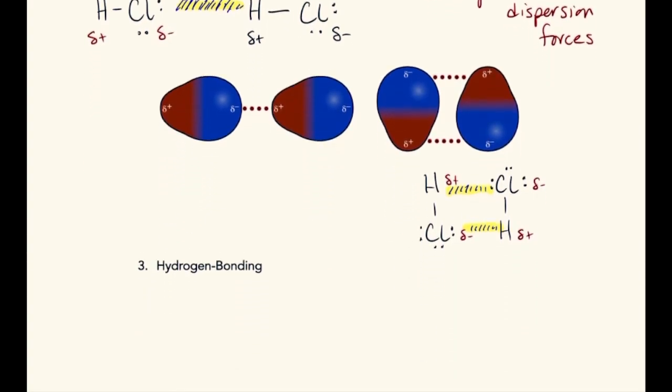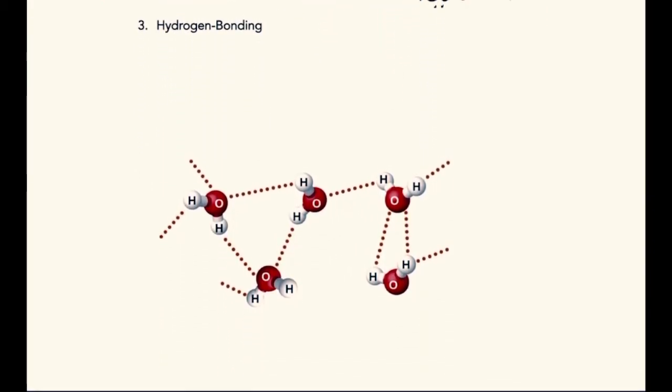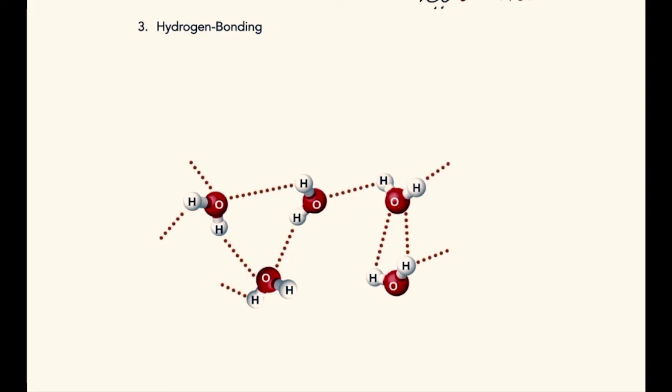The last type of force is similar to the dipole-dipole force. It's called hydrogen bonding, and it occurs in only certain types of molecules. Hydrogen bonding is an especially strong dipole-dipole force, and it occurs in especially polar, the most polar sorts of compounds.